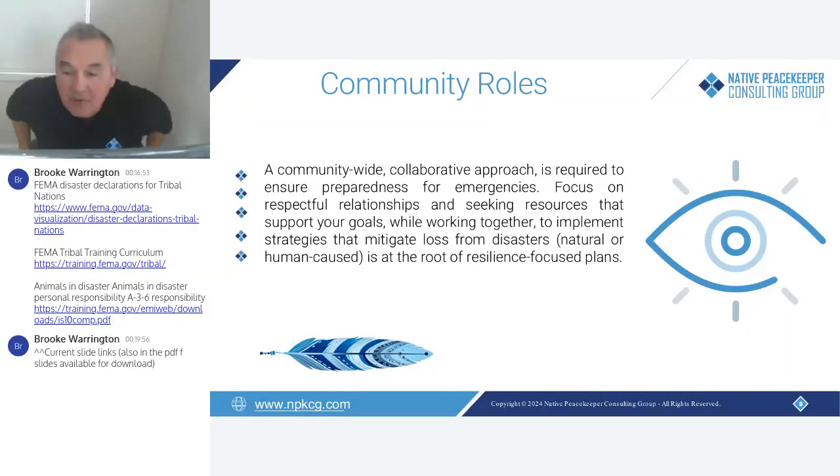Community roles. A community-wide collaborative approach is required to ensure preparedness for emergencies. Focusing on respectful relationships, seeking resources that support your goals, and working together to implement strategies that mitigate loss from disasters, natural or human-caused, is at the root of resilience-focused plans. You can seek community resources, like the fire department or health services, and you may have a unique circumstance they need to consider, like care of an elderly parent who has mobility or cognitive challenges and needs to be evacuated. If everybody knows that beforehand, then when they come to help you, they're ready for it. They may have to bring different equipment or use different methods to help with rescuing you. So you need to seek that prior as part of your planning.